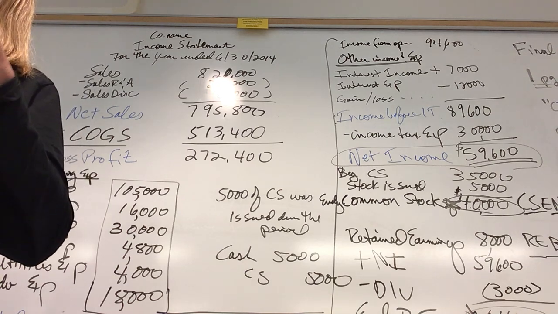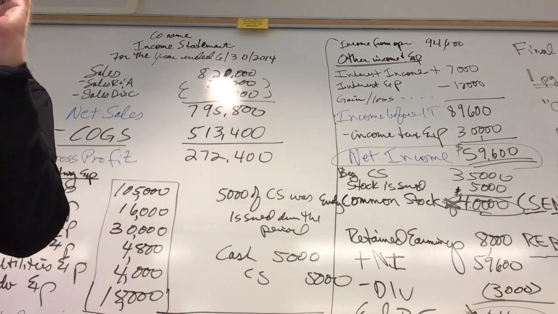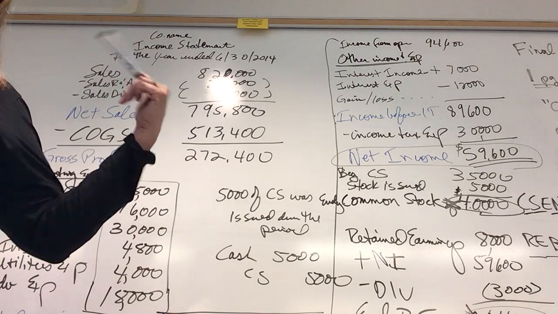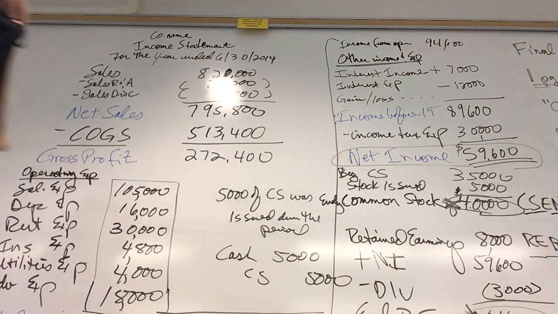Accumulated depreciation. That's a contra asset account. It goes right below and subtracted from what it's contra to, and it's contra to equipment. So the only thing in the long-term asset section will be equipment, and then right below that is accumulated depreciation. Then you'll have your total assets.